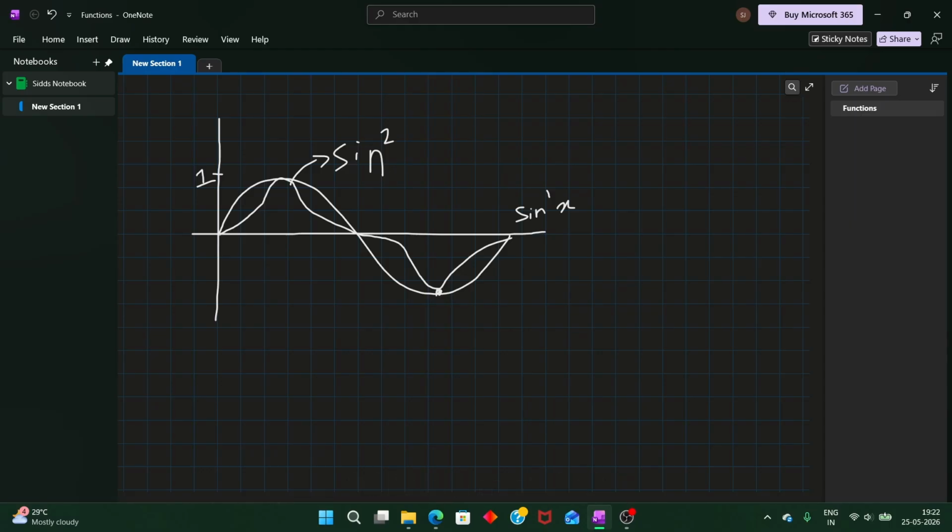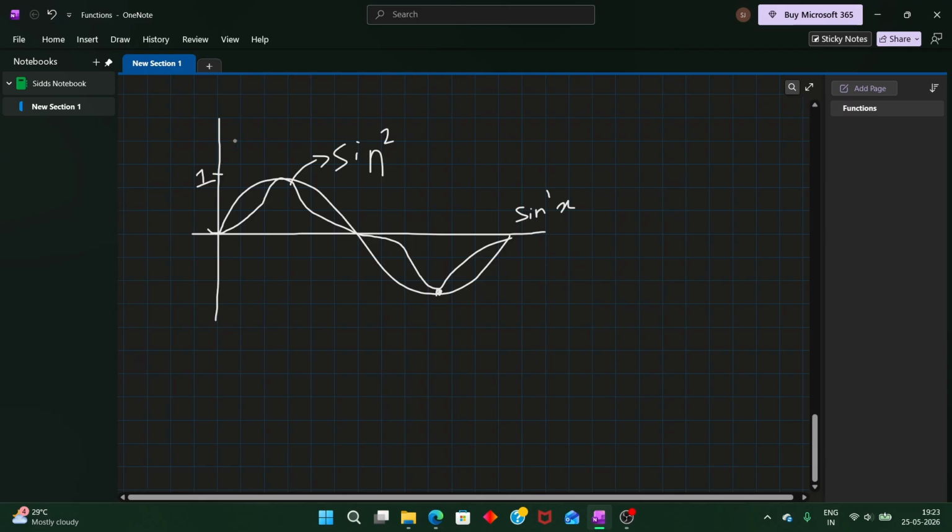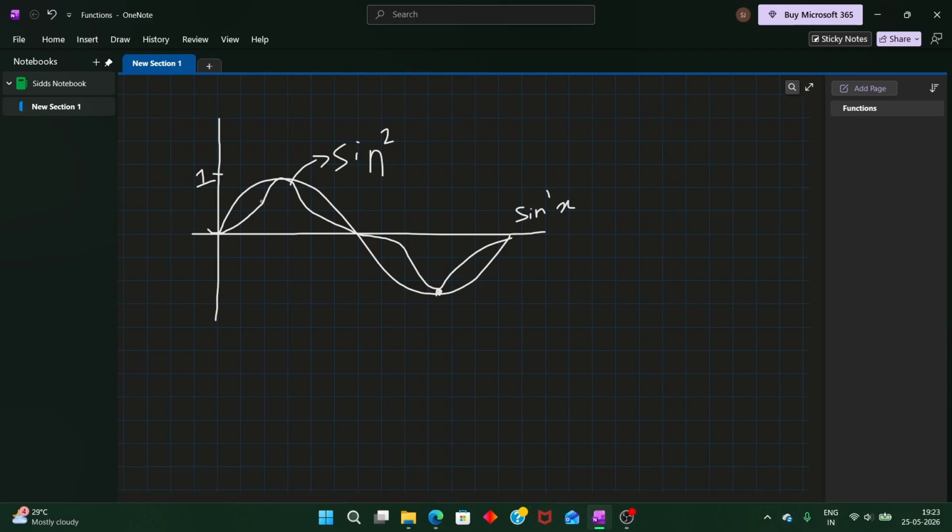But remember, sharp is not the right word to use, because if you technically zoom into it, at this point, it is technically still smooth. It's smooth everywhere. Sine square is also smooth everywhere, but you can say that it's narrower. Yep, that's the right word. It tends to be narrower.